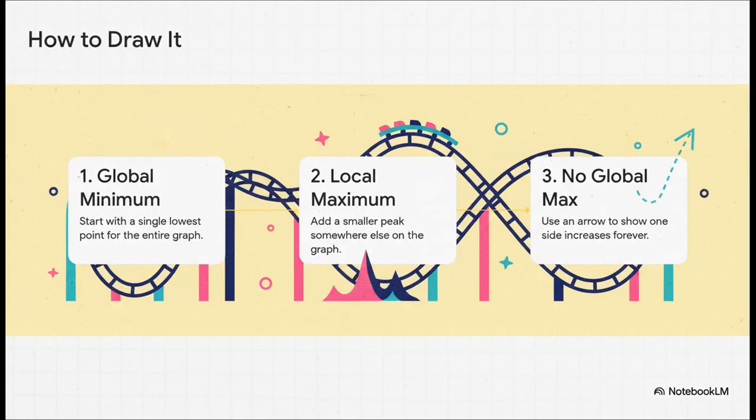Okay, let's walk through it together. Step 1. Just draw a single point that's going to be your global minimum. Nothing else on the graph can ever go lower than that point. Simple. Step 2. Somewhere else on your graph, draw a little hill. Boom, that's your local maximum. Step 3, and this is the key to the whole puzzle, to make sure there's no global maximum, just have one end of your graph point up with an arrow showing it goes on to infinity. And just like that, you've built a graph that meets all the criteria.